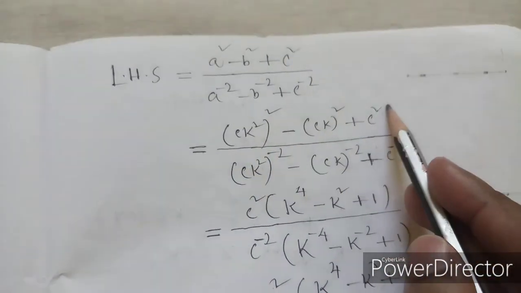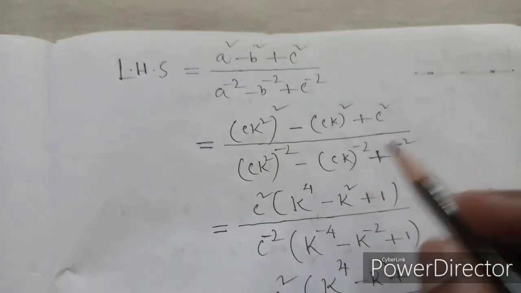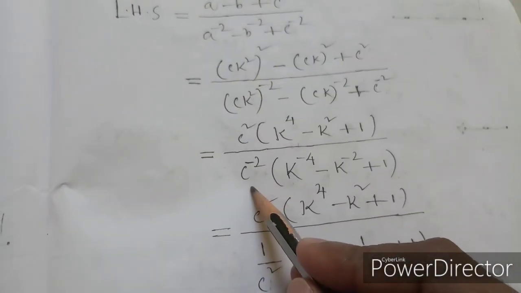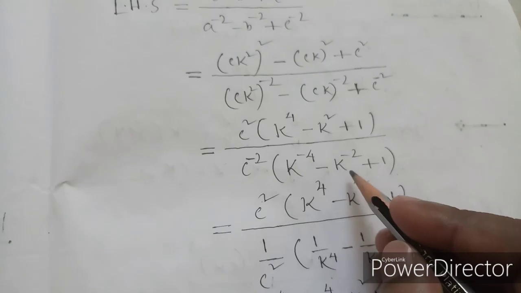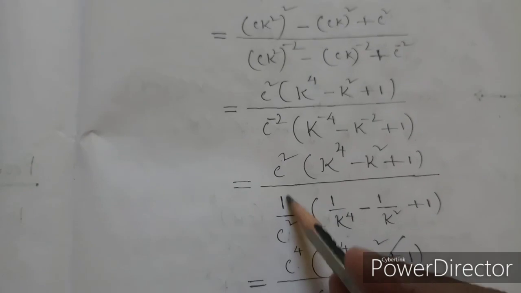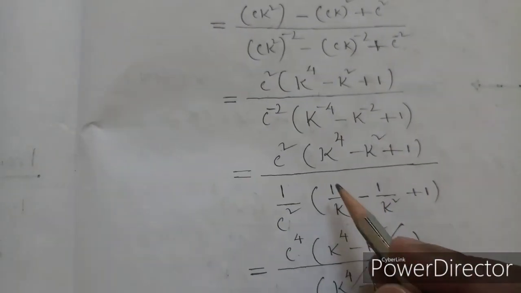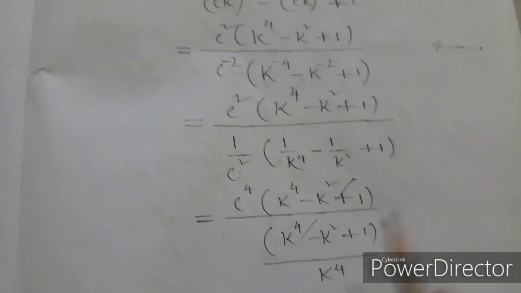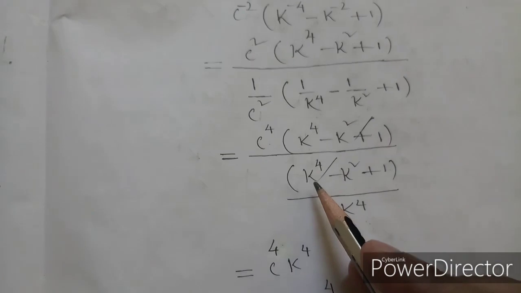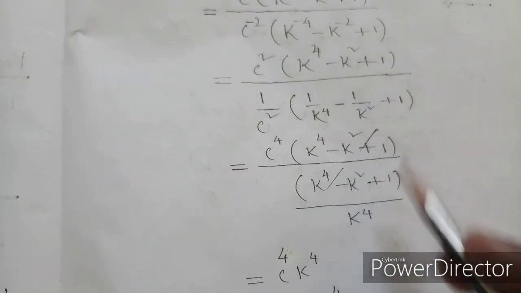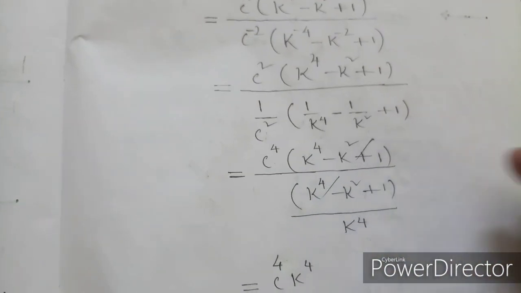So now from the numerator there is a c square common, and this should be k to the power 4 minus k square plus 1, and from the denominator c to the power minus 2 common. So this should be k to the power minus 4 minus k to the power minus 2 plus 1. So now this one means 1 by c square, and this should be 1 by k to the power 4 minus 1 by k square plus 1. So now after simplification we got (k to the power minus 4 minus k square plus 1) by k to the power 4. This one cancels out, and this is our numerator.